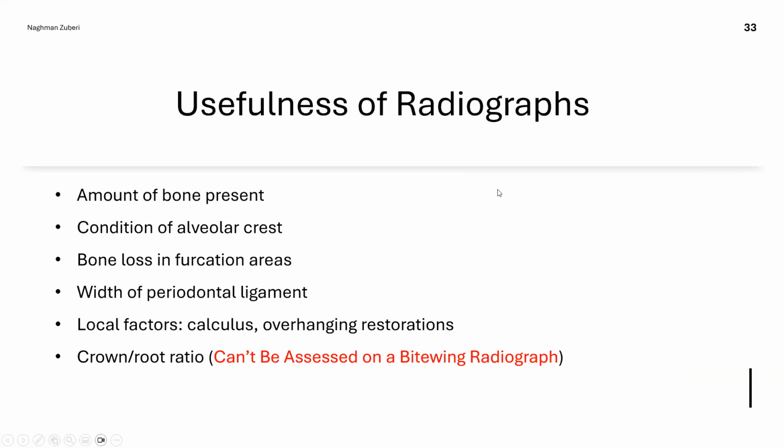How can we use these radiographs in periodontology? Well, we can see the amount of bone present or the amount of bone lost, the condition of the alveolar crest, bone loss in furcation areas, width of the periodontal ligament, and local factors like calculus and overhanging restorations. Then we can also interpret the crown root ratio, but it cannot be assessed on a bitewing radiograph. For that, you will require the periapical X-ray taken in the paralleling technique.